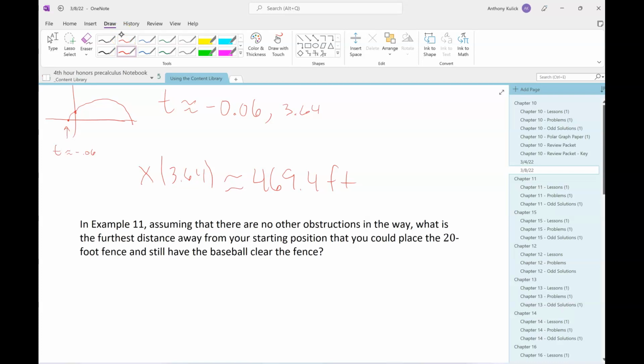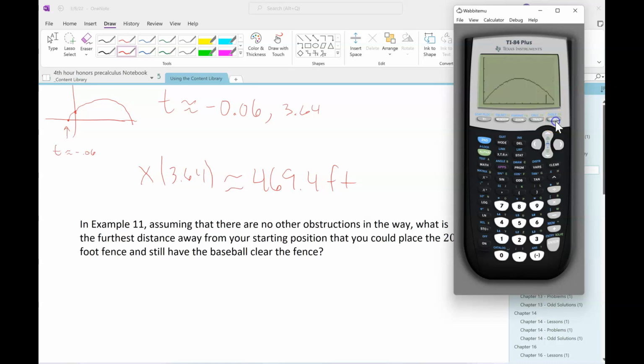One last question. It says, assuming there are no other obstructions in the way, what is the furthest distance away from your starting point that you could place the 20-foot fence and still have the baseball clear the fence? So remember what our picture looked like here. We're saying, okay, I could move this fence back to maybe here, where the ball can still get over the fence. How far away is that?